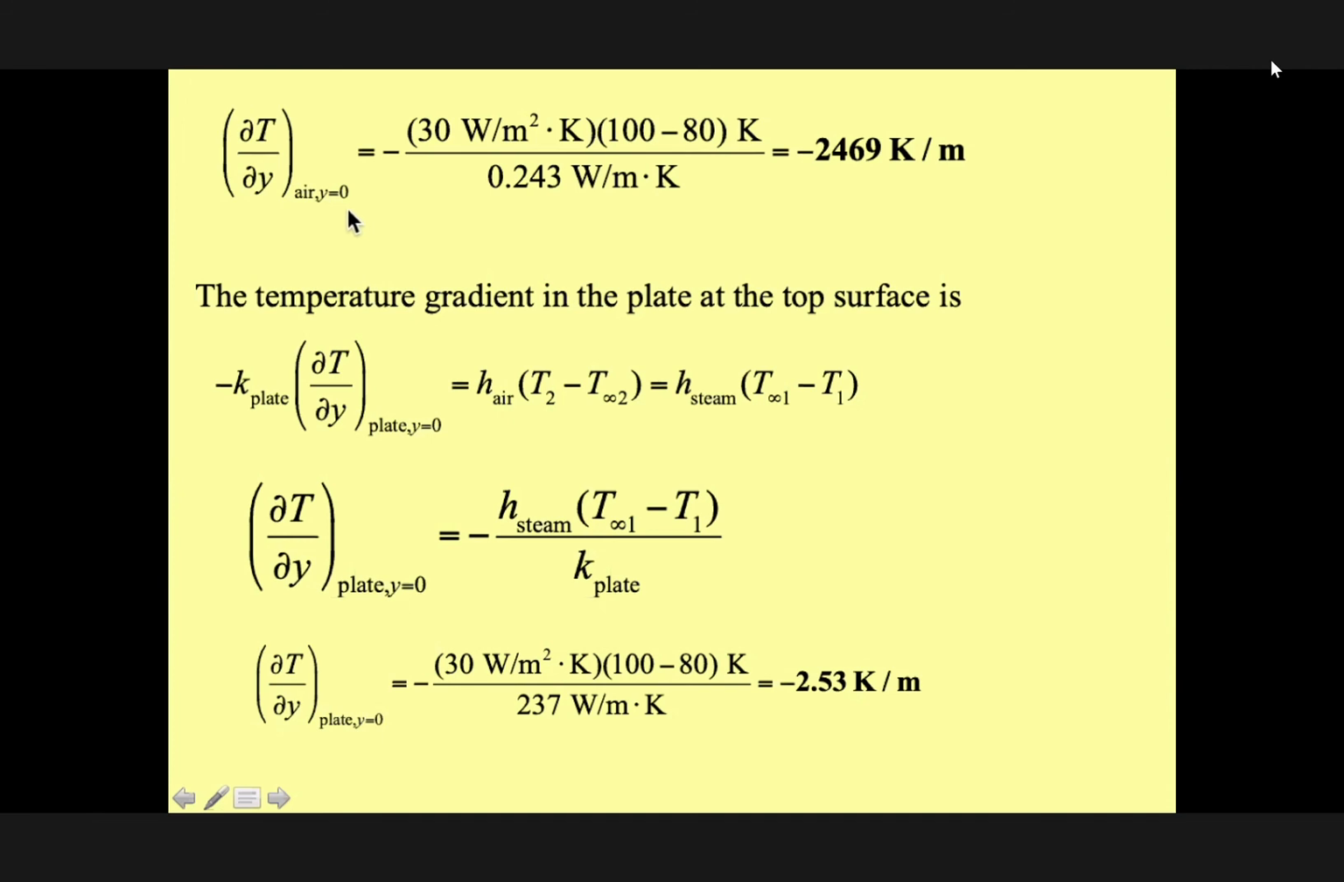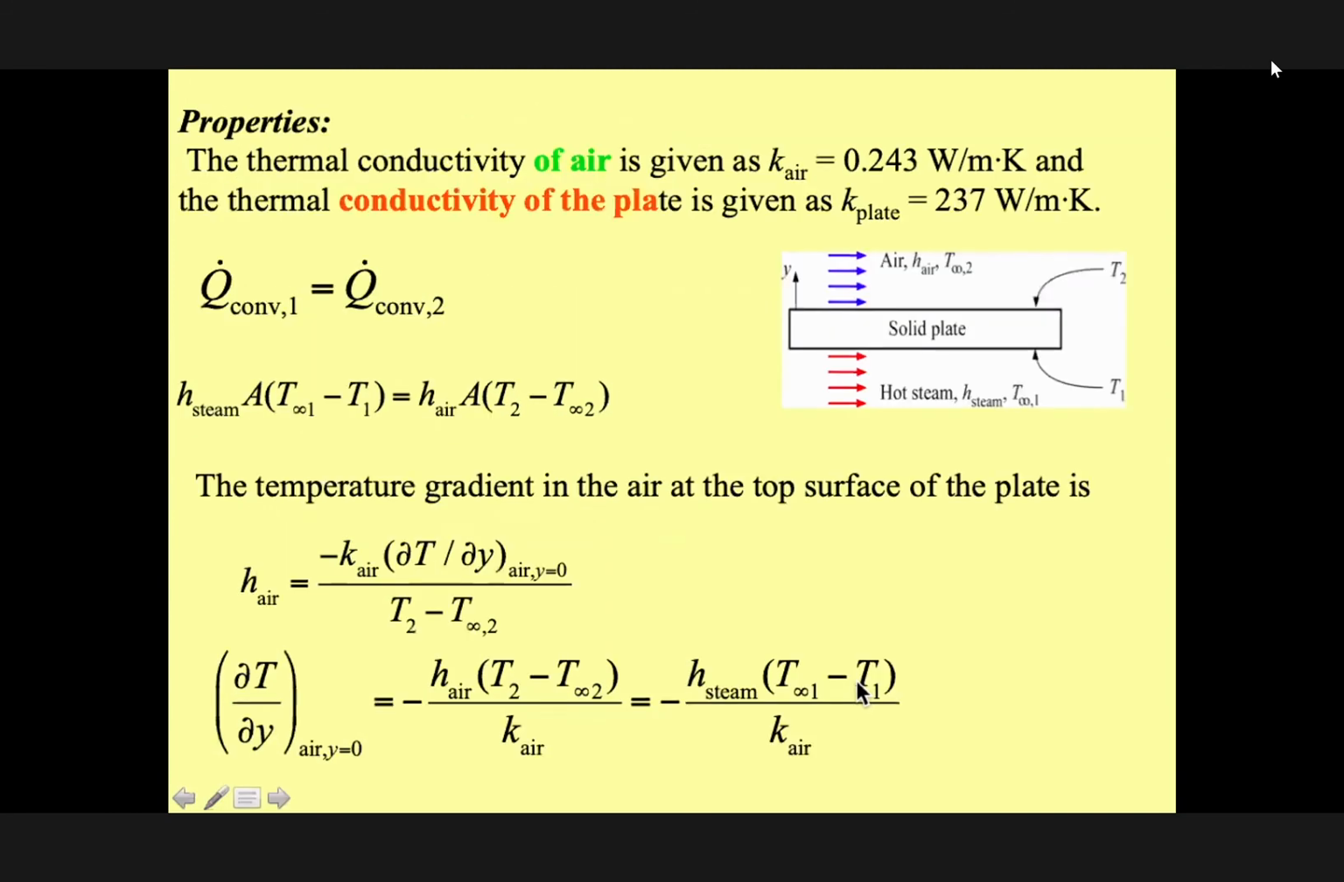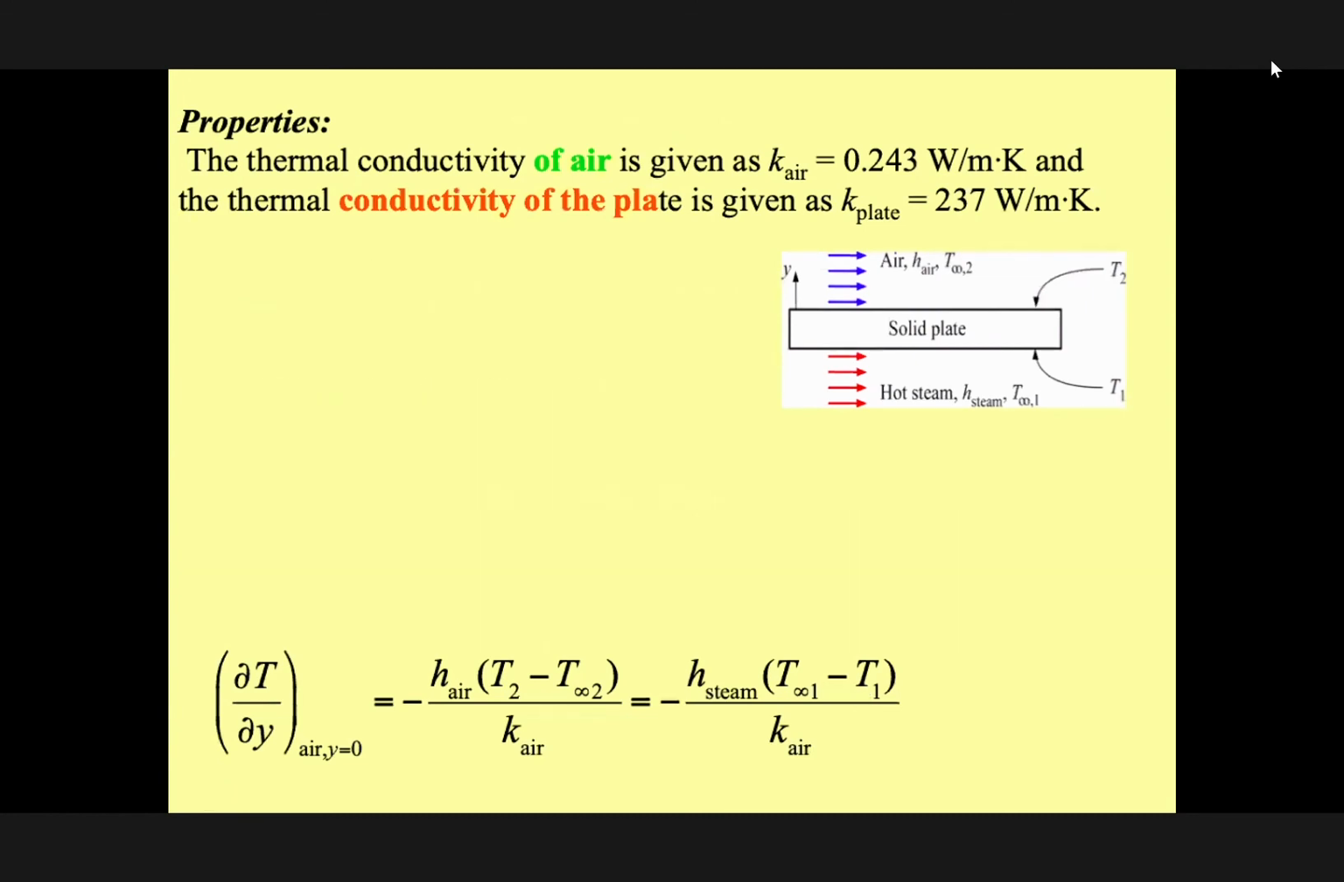Therefore, here, we calculate it and we obtain the temperature gradient on the top surface. This is the value. If you would like to calculate the bottom plate, this is the bottom plate, okay? It gives us the value. Anyway, go back again, please read the problem one more time.